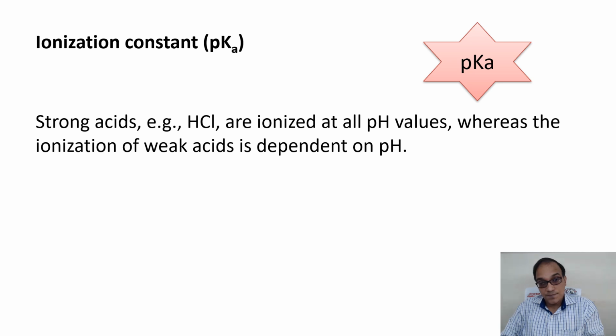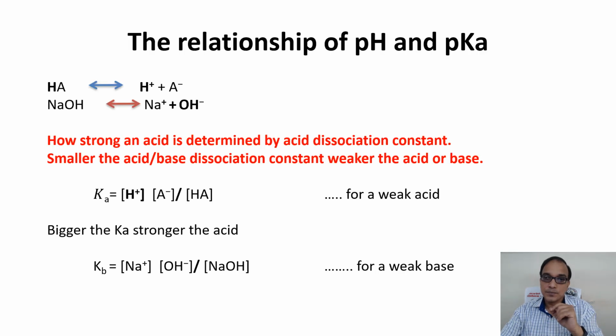pK, the ionization constant. Strong acids like hydrochloric acid are ionized at all pH values, whereas the ionization of a weak acid is dependent on pH. So pH and pK are closely related. The relationship of pH and pK: if an acid HA is there, it is in equilibrium with the positive and negative ions, in the acid as well as in the base. In strong acids and bases, they are completely ionized. How strong an acid is, is determined by the acid dissociation constant. The smaller the acid or base dissociation constant, the weaker the acid or base.